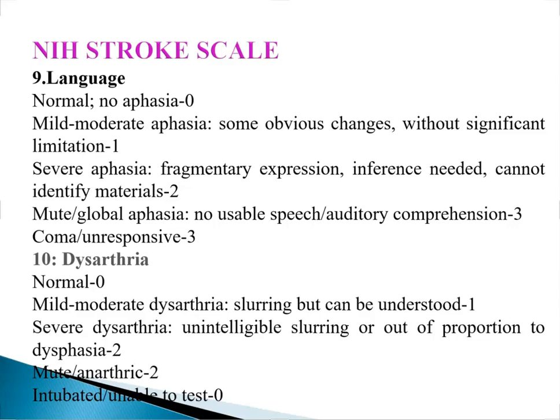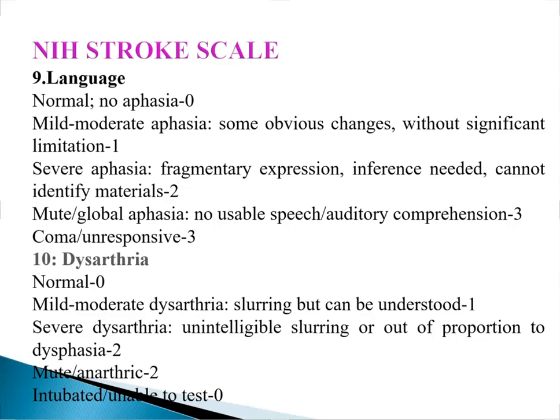The ninth component is the language. If everything is normal, it is given a score of 0. Mild is given as 1, that is without any significant limitation. Severe aphasia is given a score of 2. Global aphasia is given a score of 3. Coma means it is given a score of 3 again.